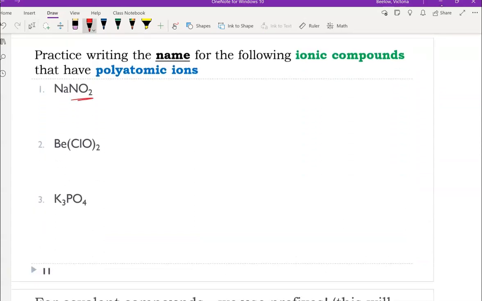And then what if you see something like this, where you have multiple elements going on? When you start seeing something like that, be sure to look on the back of your periodic table. So let's start with the first one. Na, again, is sodium. And then you would just look for NO2 on the back of your periodic table. It is nitrite. So this would be sodium nitrite.